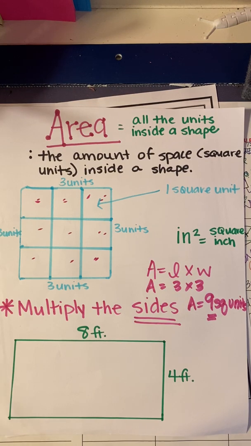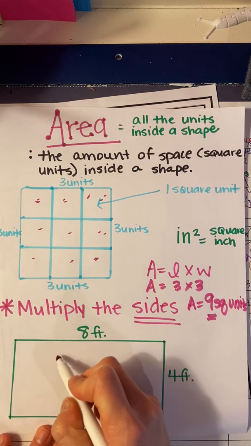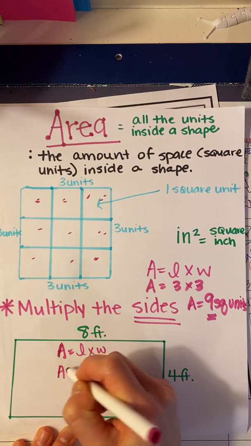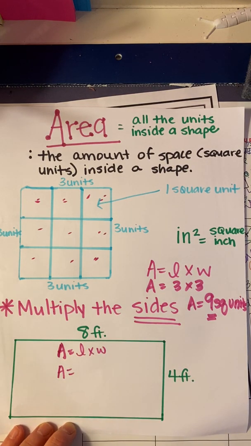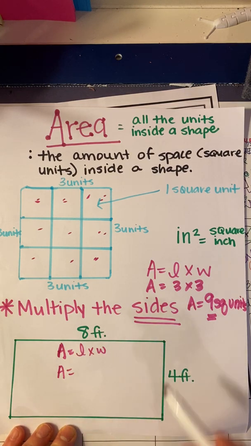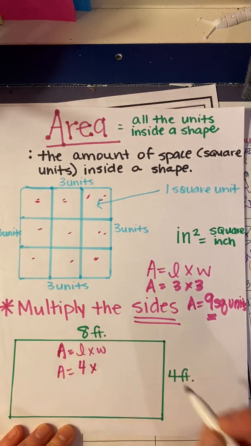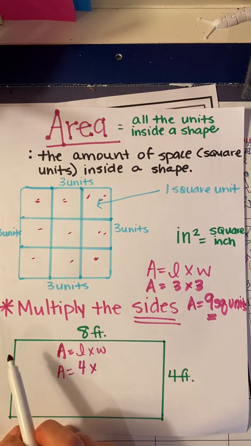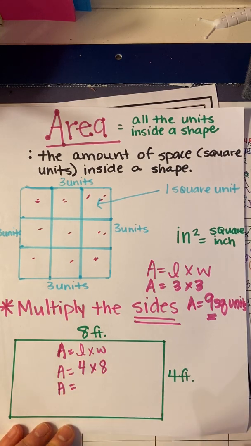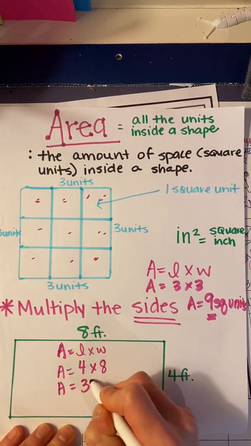Now remember, we're just doing squares and rectangles, and you find the area of squares and rectangles the exact same way by using the formula A equals L times W. So let's start with A equals L times W. My length is 4 feet here. So 4 times my width, which is 8 feet. So then I do 4 times 8, which is 32.